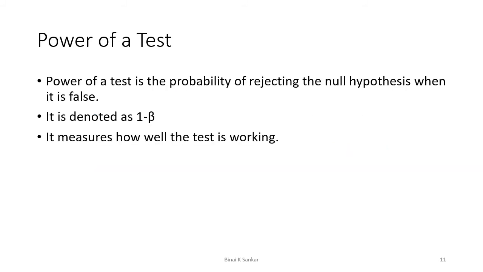Now, power of a test. You have seen power of a test in your syllabus. Power of a test is the probability of rejecting the null hypothesis when it is false. That is, how powerful your test is at rejecting the null hypothesis when the null hypothesis is actually false. This is denoted as 1 minus beta. If you remember, beta is type 2 error. Power basically measures how well your test is working.